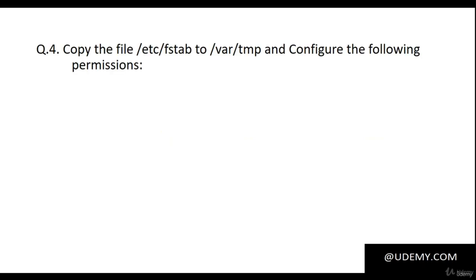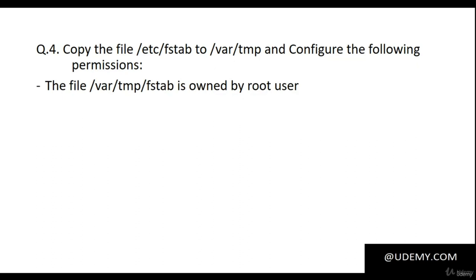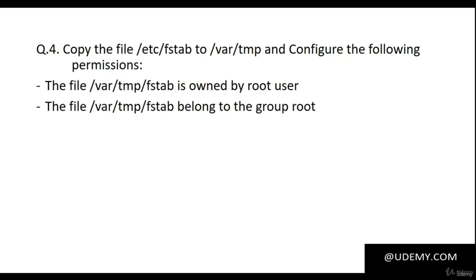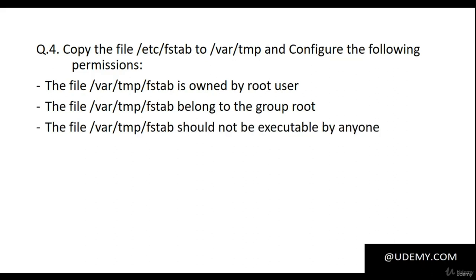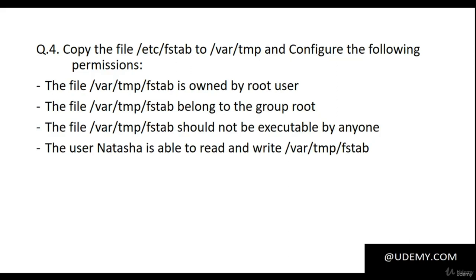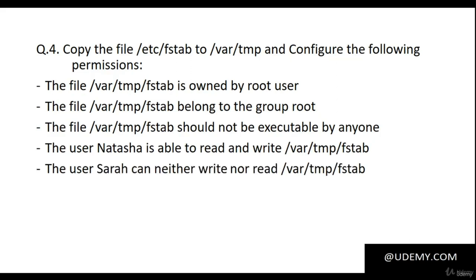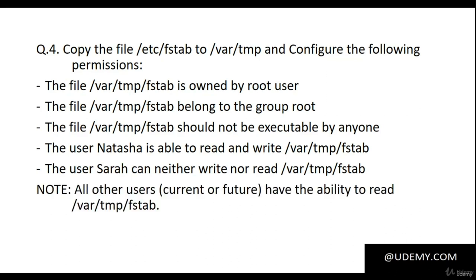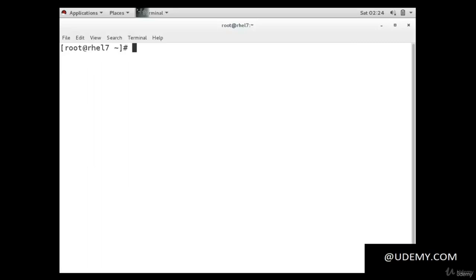Next, copy the file /etc/fstab to /var/tmp and configure the permissions of /var/tmp/fstab so that the file fstab is owned by the root user, the file fstab belongs to the group root, the file fstab should not be executable by anyone, the user Natasha is able to read and write /var/tmp/fstab, and the user Sarah can neither write nor read /var/tmp/fstab. Note, all other users, current or future, have the ability to read /var/tmp/fstab.